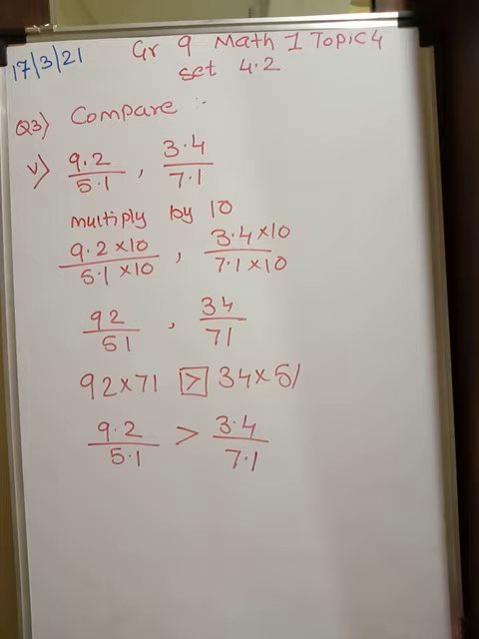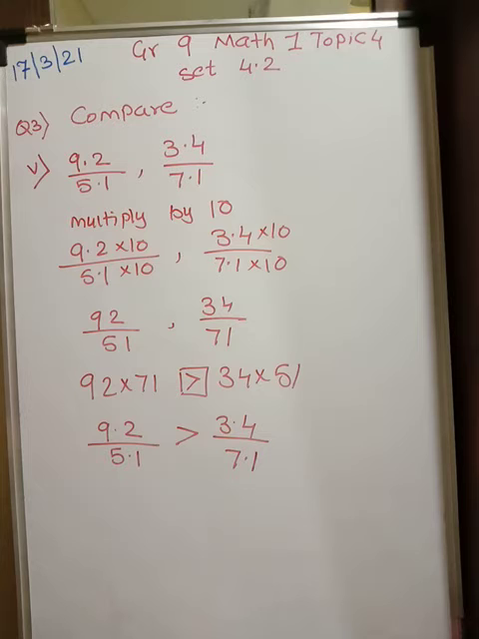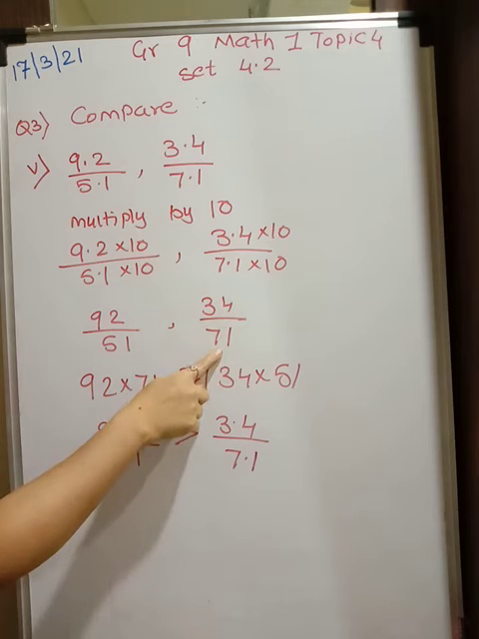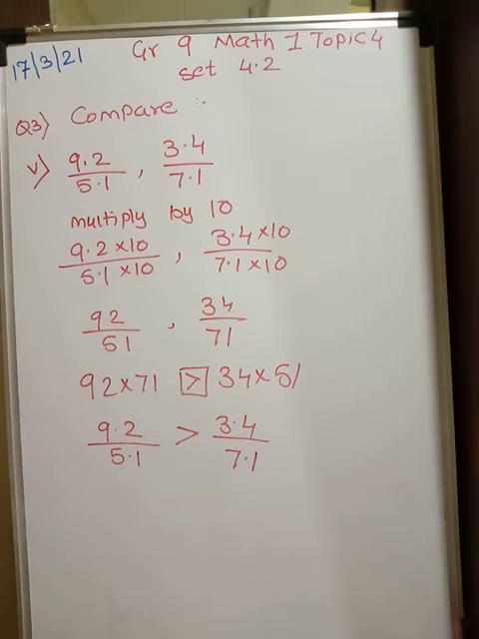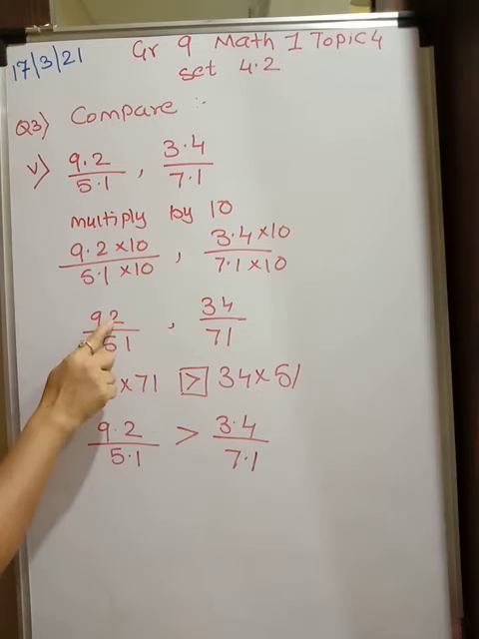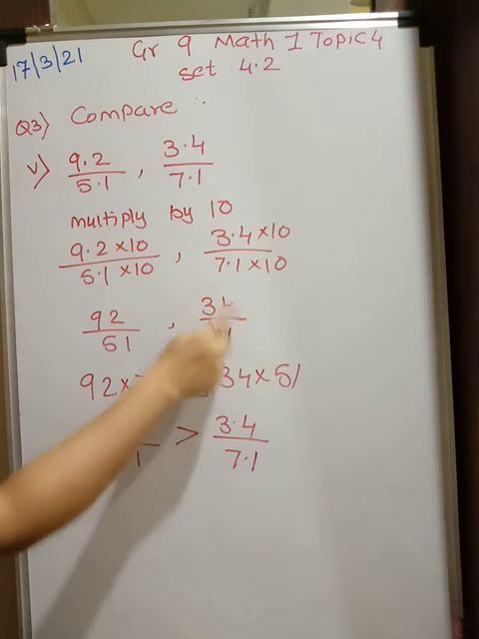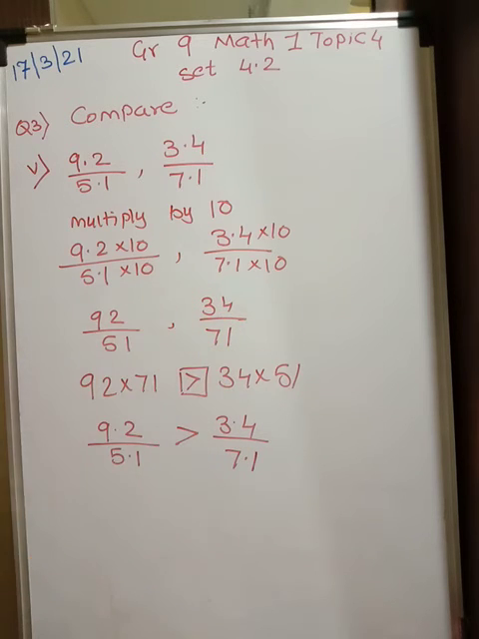Now look at the fifth question. I am multiplying the numerator and denominator of both the ratios by 10. So I am getting rid of this point. So what I will have is 92 upon 51 and here 34 upon 71. Looking at this ratio itself, you can tell which is greater. Here the denominator is smaller than the numerator, so this fraction is going to be greater than 1. And here the denominator is bigger than the numerator, so this is going to be less than 1. So automatically this will be greater.